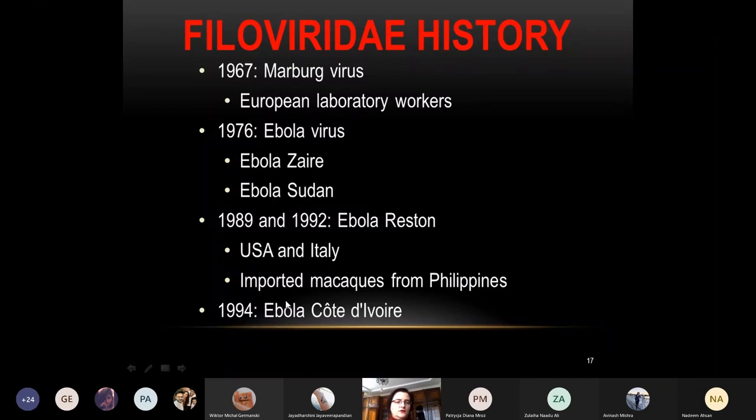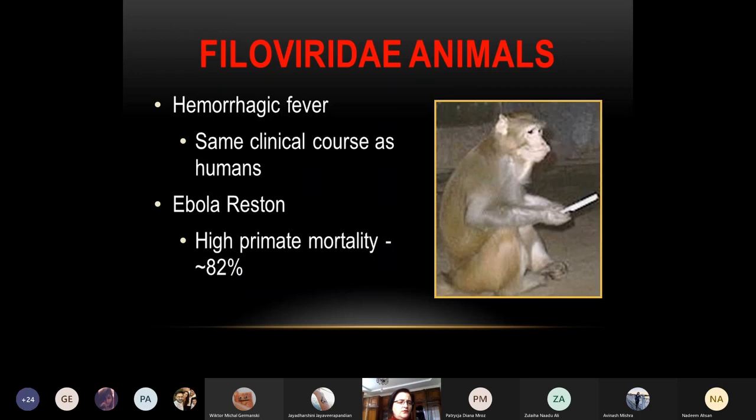In 1994, a fourth subtype of Ebola was isolated from an animal worker in Côte d'Ivoire who had performed a necropsy of an infected chimpanzee. And also we will remember another virus that is not yet dangerous for humans, but everything is possible. Filoviruses cause severe hemorrhagic fever in non-human primates. The signs and symptoms found are identical to humans. The only major difference is that Ebola Reston has a high mortality in primates, about 80%, 82%, while it does not seem to be pathogenic to humans. About the clinical symptoms and epidemiology in humans, we will speak later.